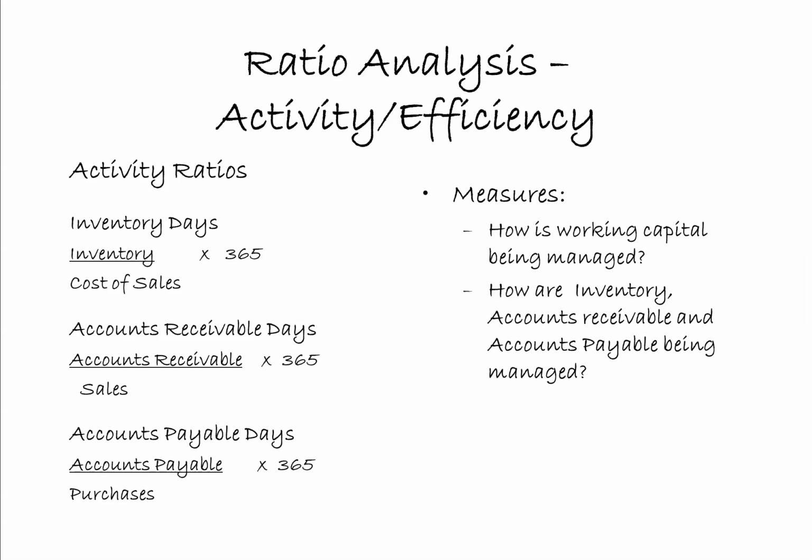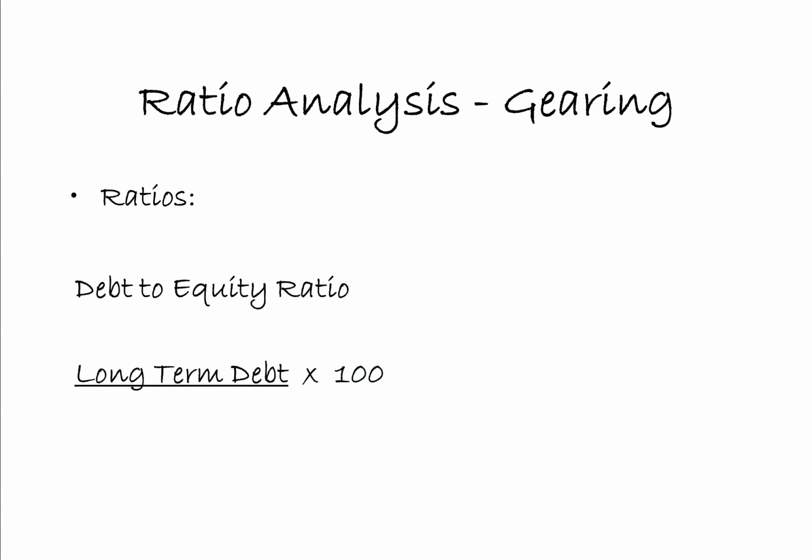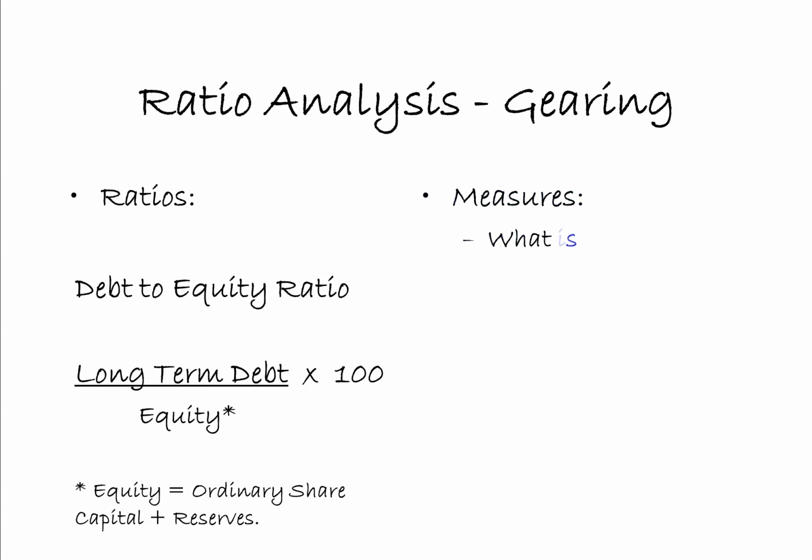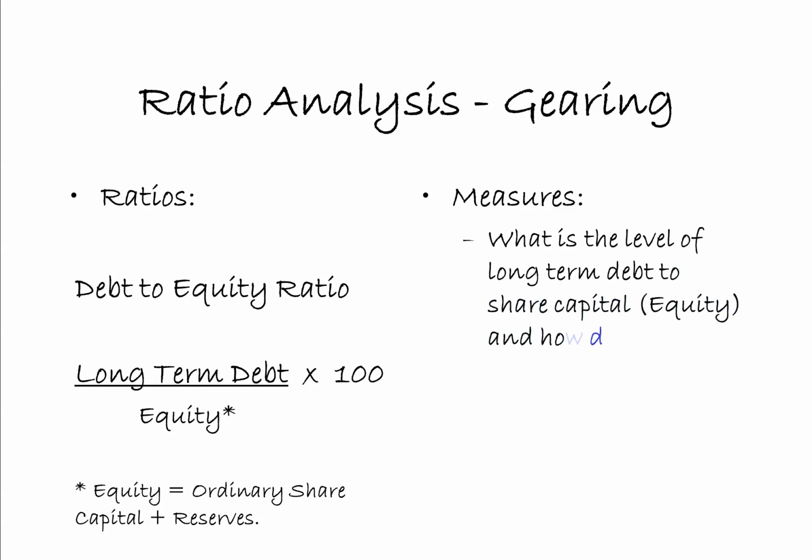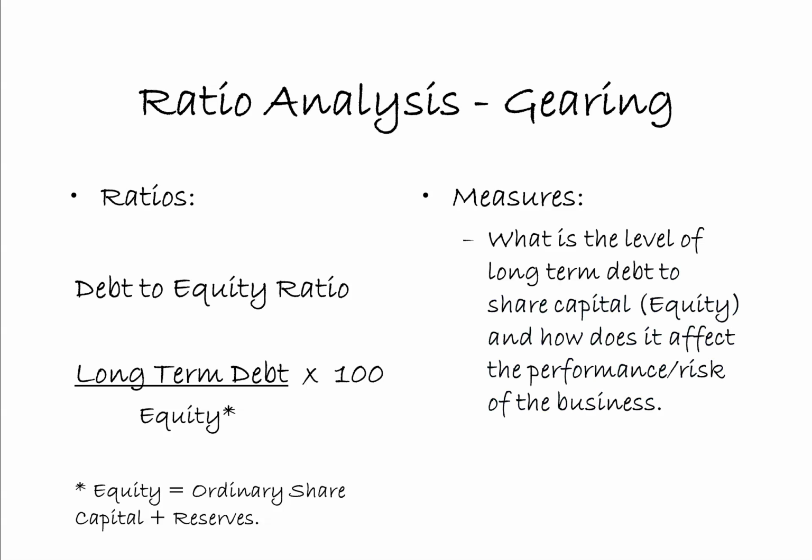And then the final one we're going to look at is the area of gearing. Now, under the heading of gearing, we have one ratio, debt to equity ratio. And this is the long-term debt divided by equity multiplied by 100. And equity is ordinary share capital plus reserves. So here we're trying to measure what is the level of long-term debt to share capital, i.e. equity, and how does it affect the performance or the risk of the business?